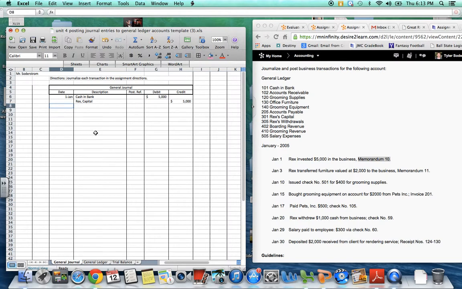My next transaction is on January 3rd, so I'll put in my date. On January 3rd, Rex transferred furniture valued at $2,000 to the business. So, since he's transferring his own personal furniture to the business, I know that the amount of furniture the business has is increasing, which is an asset. Assets increase with a debit. So my debit will be to office furniture in the amount of $2,000.